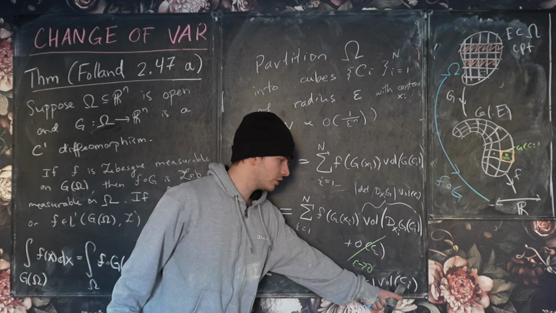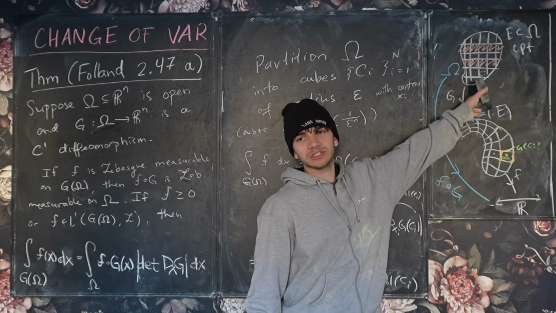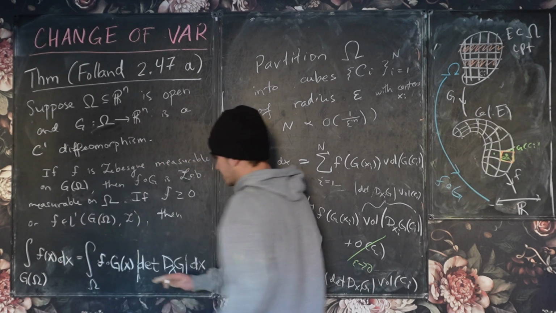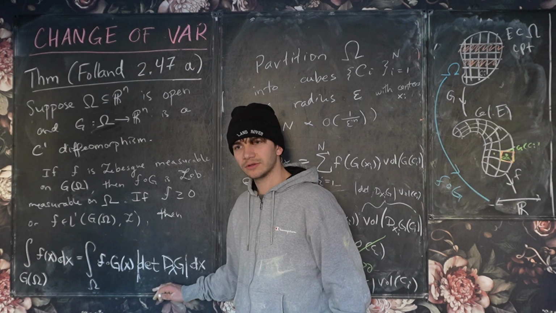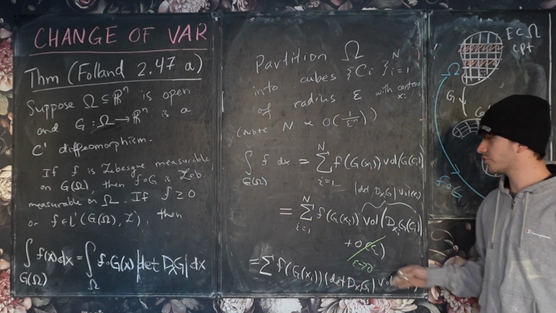But this is an integral which is summing over the volumes of the cubes ci, so that's an integral with respect to this partition, with respect to omega. This last sum is precisely this integral on the right hand side, right? Do you agree with that? Okay, so that's how you do it in the Riemann integral case.